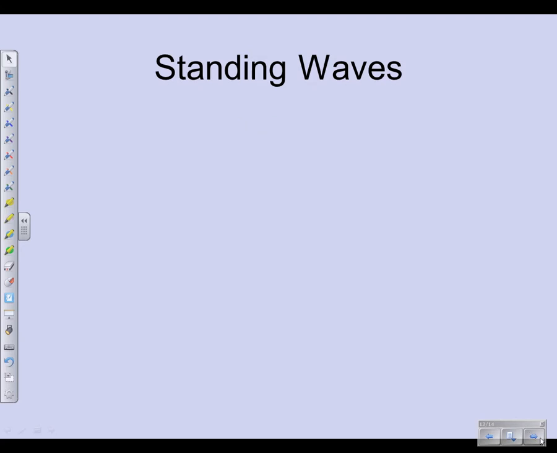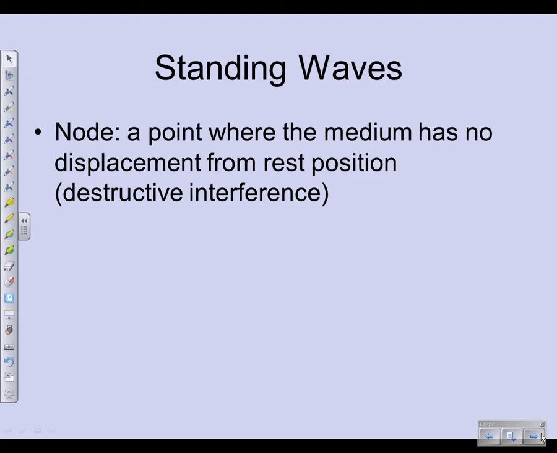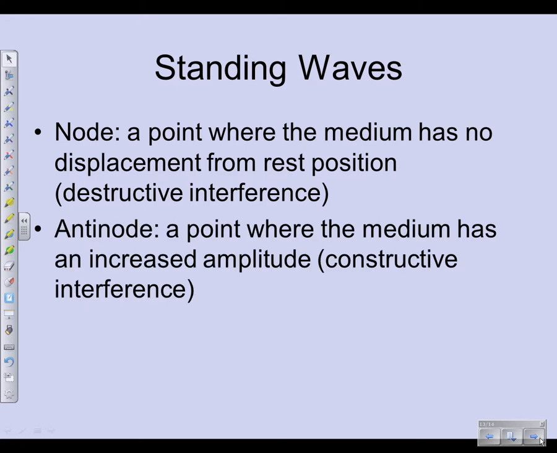The place where destructive interference occurs is called a node, a point where the medium has no displacement from rest position. So if it's got no displacement from rest position, that has to be destructive interference. But the other places are called antinodes. I know anti is kind of a negative connotation, but nodes are where the destructive interference occurs. Antinodes, constructive interference.